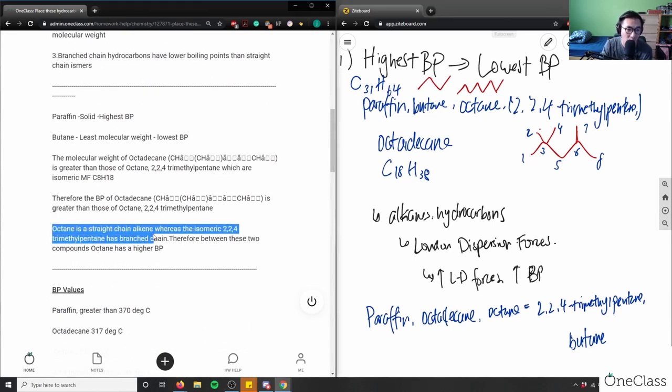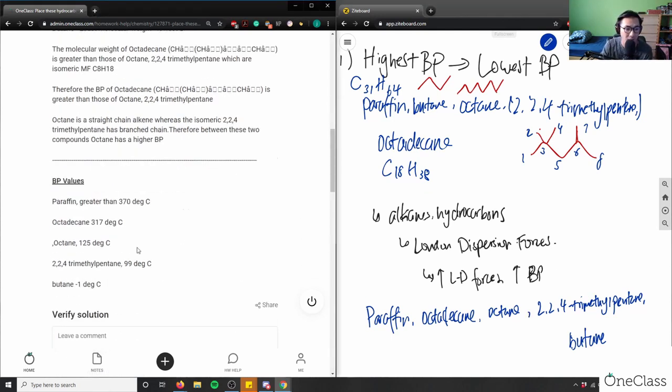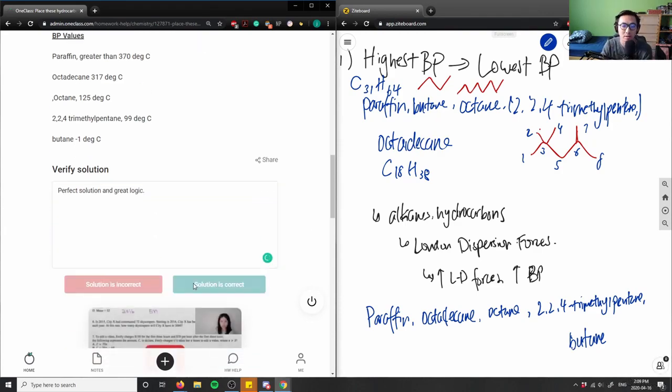And I say here, octane is a straight chain, whereas isomeric 2,2,4-trimethylpentane is a branched chain. So between that, octane would be almost equal, but not quite. So it differs very slightly, and you can see here 125 and 99 degrees is a pretty slight change. So this here is a perfect solution, and great logic here. So this here is correct.